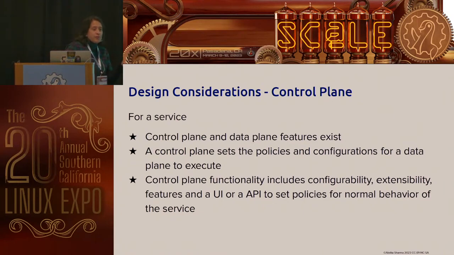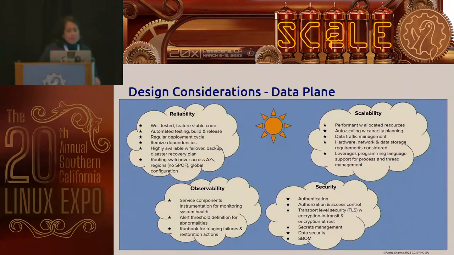What kind of configurations do you want to run and deploy on your cloud infrastructure? Extensibility, that is, how do you extend this across different interoperable architectures, as well as features that drive the execution of this collection service, and a UI to be able to configure, right? Or an API. So you could have a CLI and an API, or an API or a UI itself to set policies for normal behavior of the service. And again, you're setting the paradigm up for being able to run the service, right? And that's typically what the control plane will support.